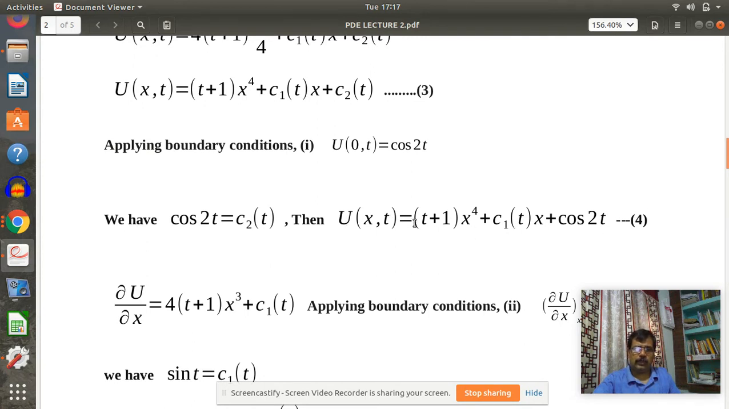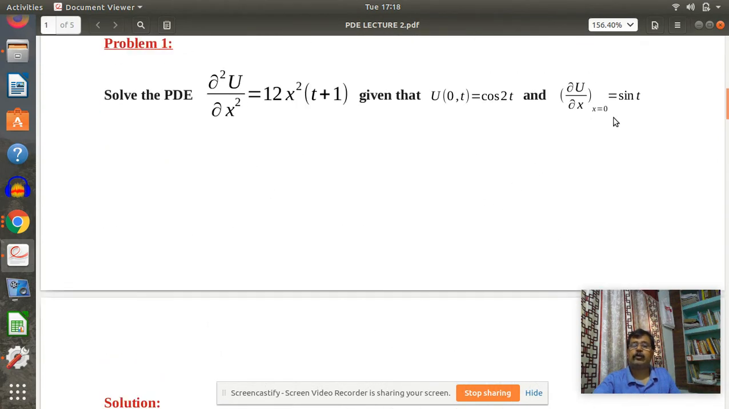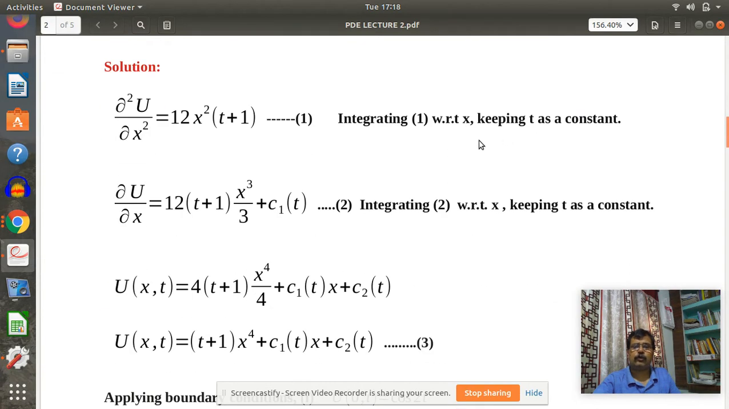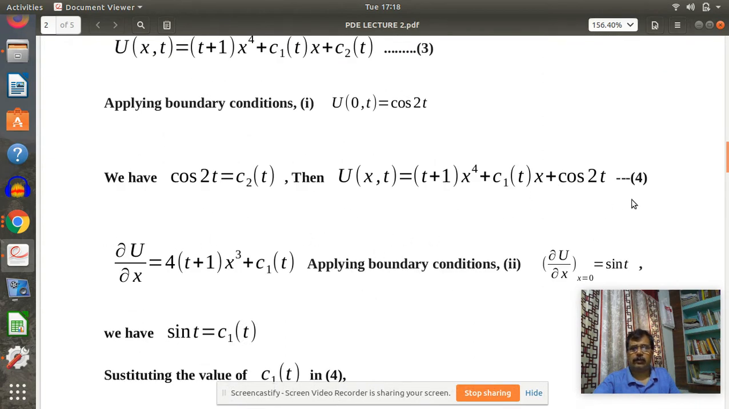Now we have one more boundary condition, that is ∂u/∂x at x equal to 0 is sin t. For applying this, we have to find ∂u/∂x. And this is our expression for u of x, t after applying the first boundary condition.